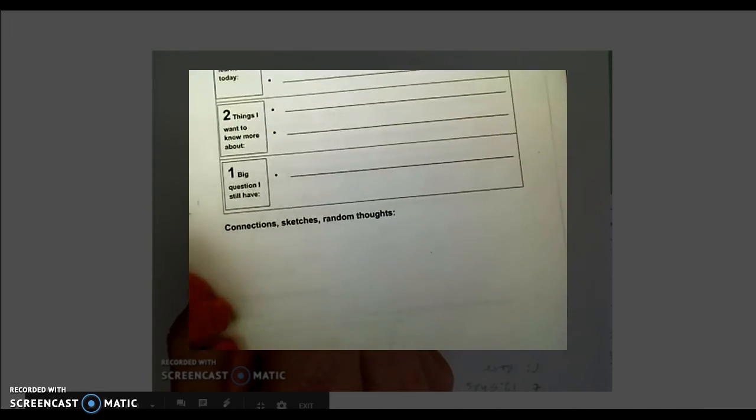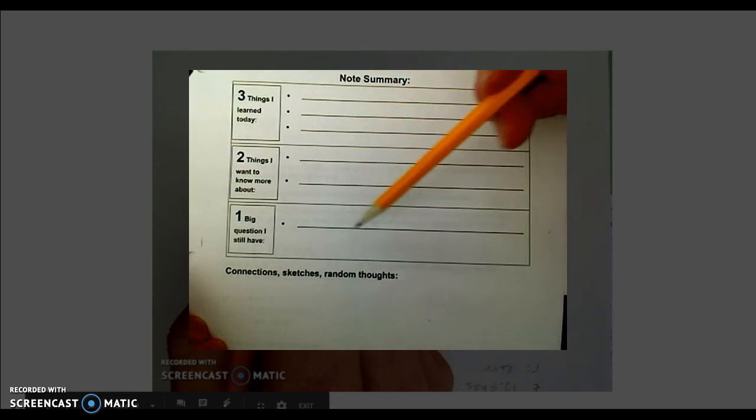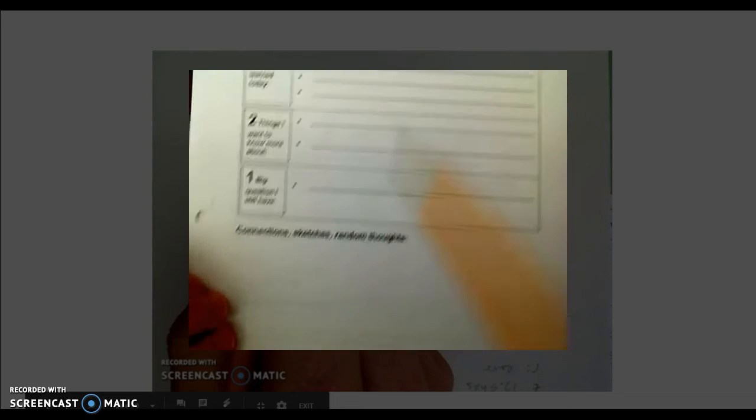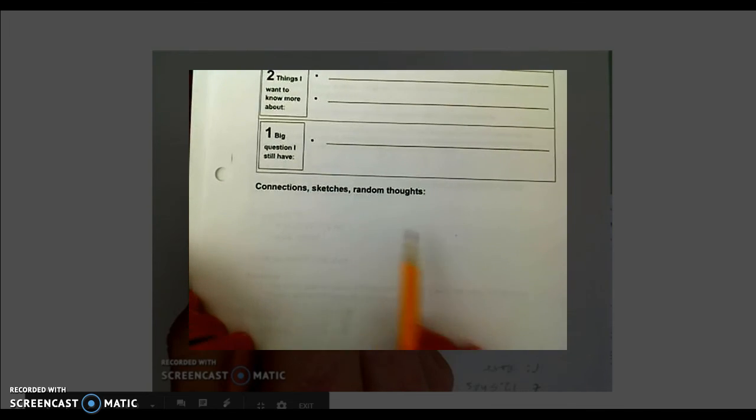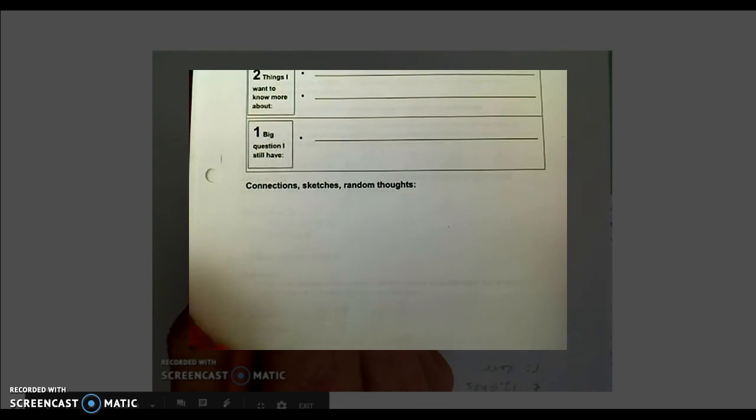First, what I'd like to ask you to do is summarize the things that you learned today. Three things that you learned, two things that you want to know more about, and one big question that you still have, and then any other ways that you want to take notes, mark to yourself, sketches, or graphic organizers, or connections to other classes, you can mark those here on your notes page.